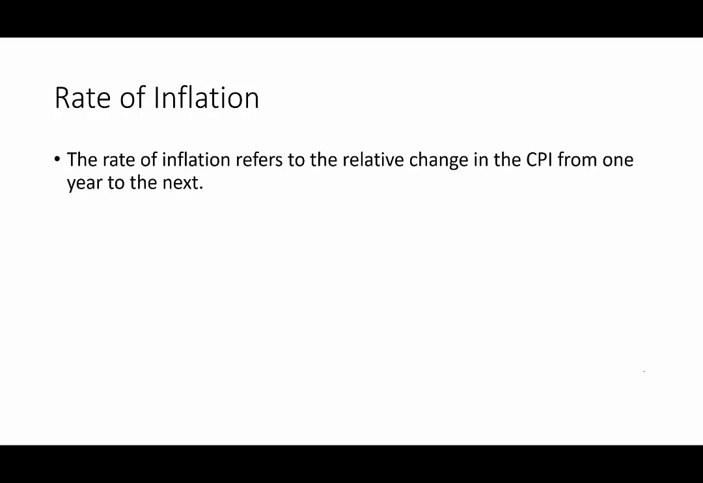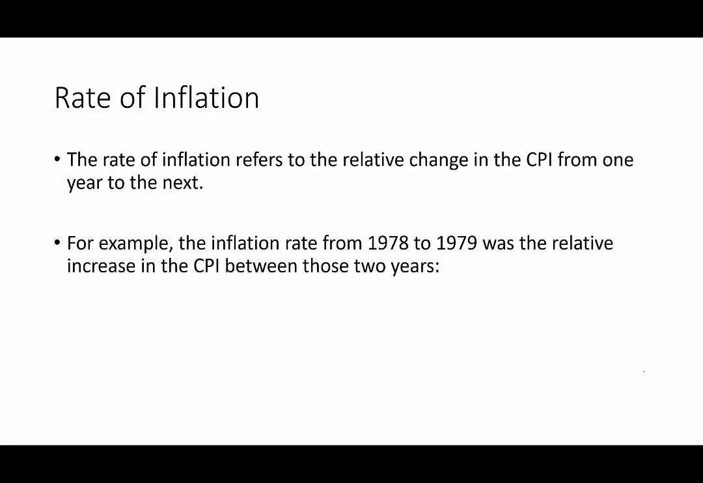The rate of inflation refers to the relative change in the CPI from one year to the next. For example, the rate of inflation from 1978 to 1979 was the relative increase in the CPI between those 2 years. So here we go. Oh, good. We do have those values from that table. So we're looking for the relative increase. To find the relative increase, we need the change from 1978 to 1979 over our reference value, which in this case would be the earlier year. So our reference value would be the CPI of 1978.